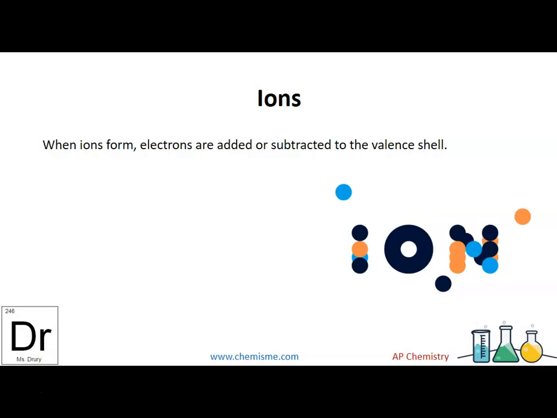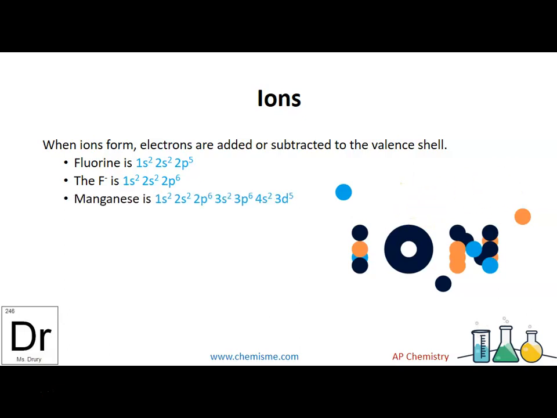First, let's talk about ions. When ions form, electrons are added to or subtracted from the valence shell. So if you look at fluorine's configuration, what we'll do is add an electron to the 2p sublevel, since it's the most energetic, and make it 2p6. That would fill its shell, making it more stable, and that's why fluorine gets a negative ion. That just is the most common ion.